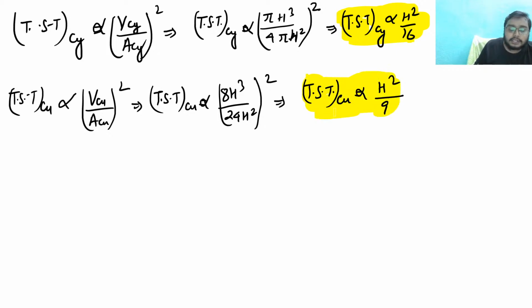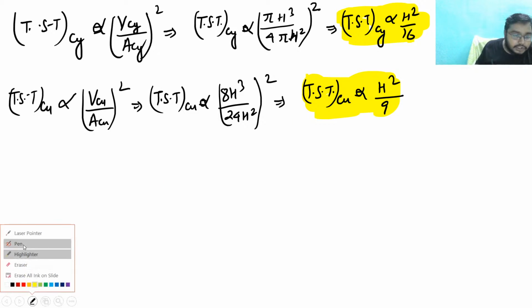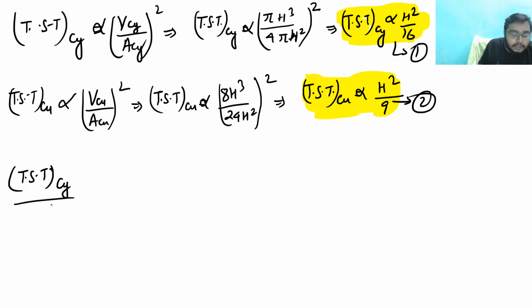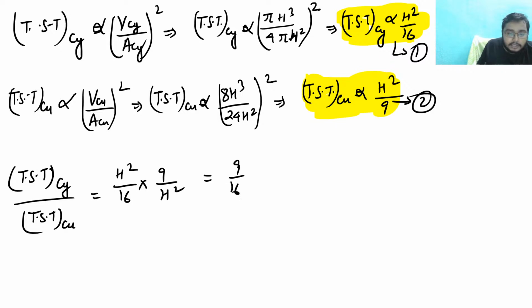Now you know these things, right? And in this question, it has been asked to find the ratio. So you just have to find the ratio, take it out. Let this be equation 1, and this be equation 2. So the total solidification time for the cylinder by the total solidification time for the cube is nothing but h square by 16 by 9 by h square, that is 9 by 16.